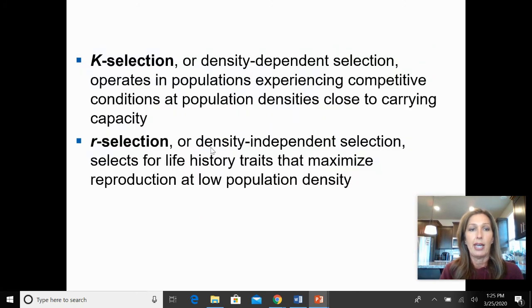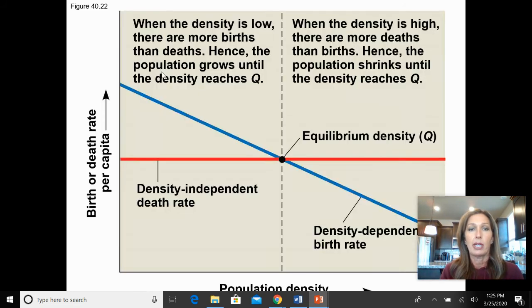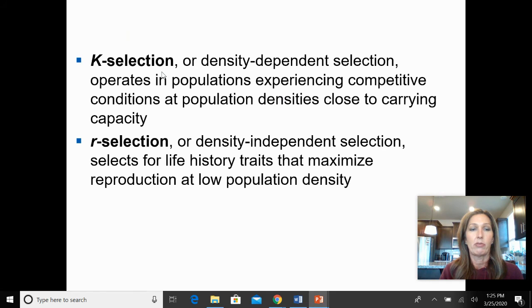So if we take a look at K selection versus R selection, there's not a good graph for that. K selection tends to be where carrying capacity is playing a major role. Population densities are very close to that carrying capacity. When this is occurring, usually there is a lower amount of births and a higher amount of protection of those offspring. R selection is a density independent selection.